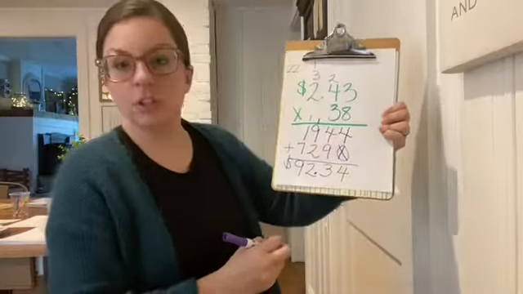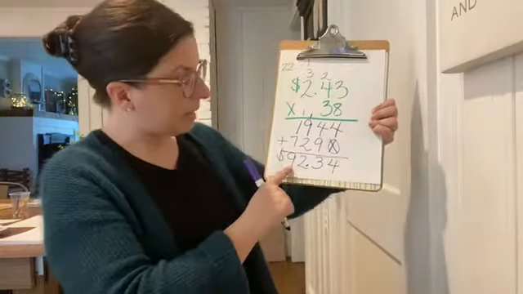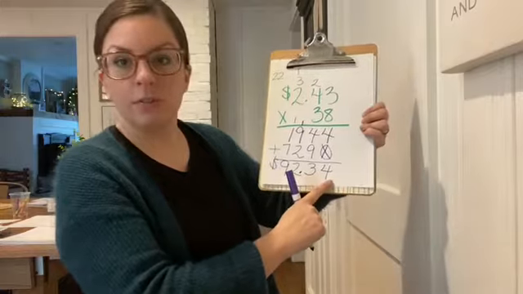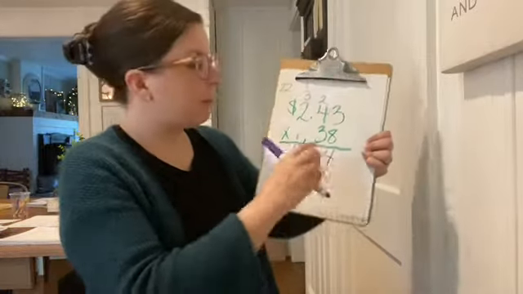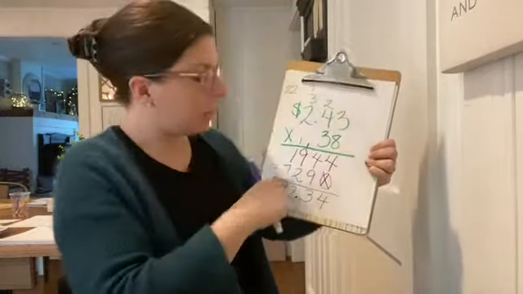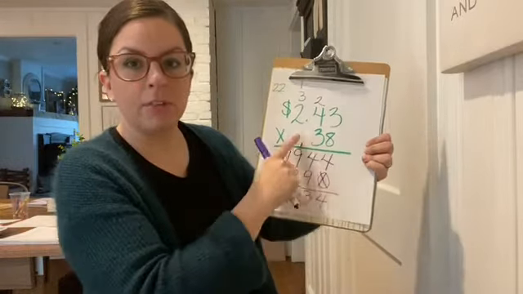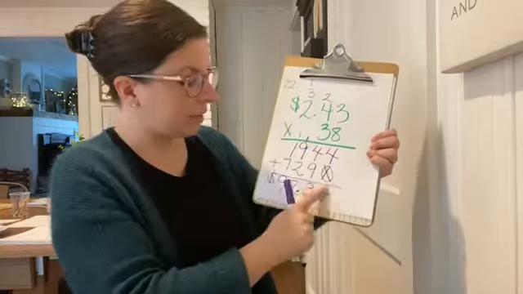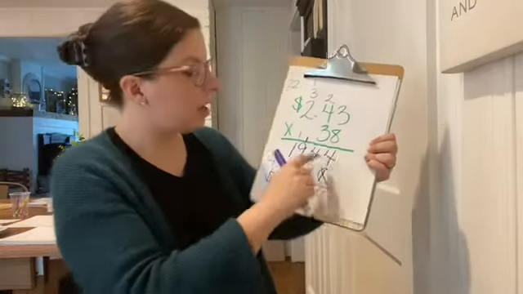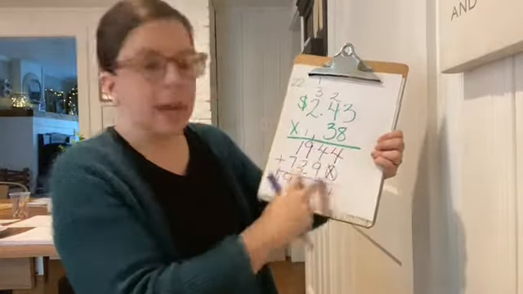Okay, so the answer to number 22 would be $92.34. So we have to remember to carry. We need to remember to save our space. Remember, if there was 100, you would save 2 places and start at the hundreds. Okay, and we need to add them together.